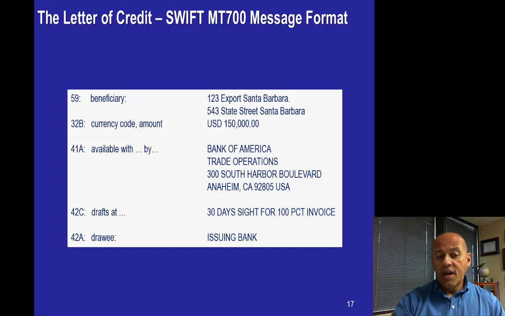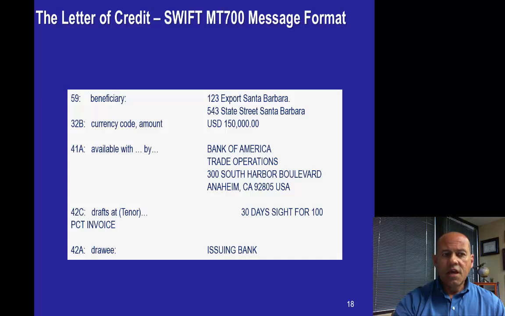The bank that is actually issuing the letter of credit, where it's going to be available. Where the tenor of the drafts, in other words, is this a regular letter of credit where the drafts are at sight, or is this a Usance letter of credit where there's a tenor to the draft? There may be 30, 60, 90, up to 180 days. Who the issuing bank is, who the beneficiary is, where the goods are available.